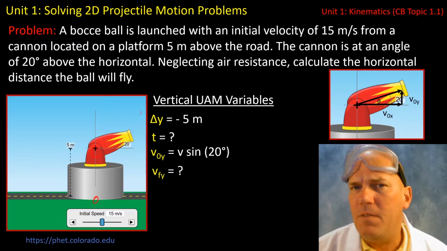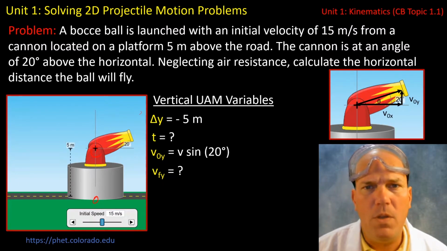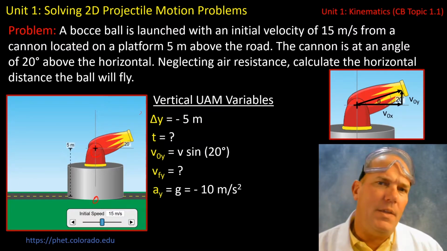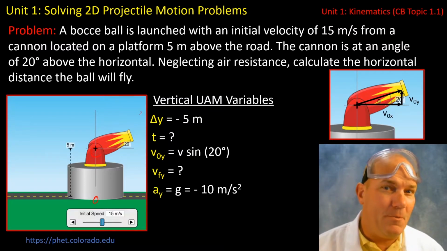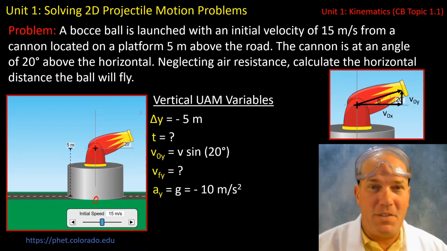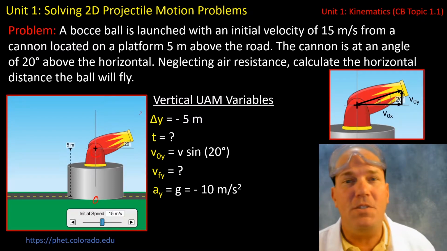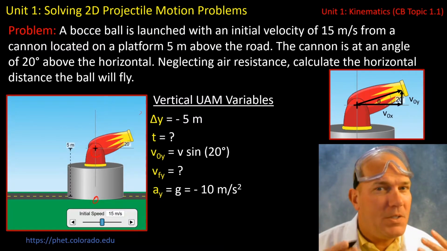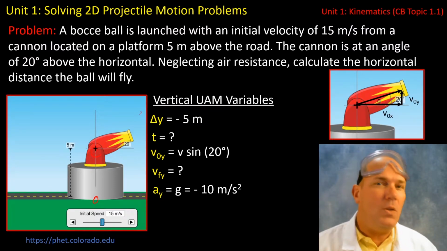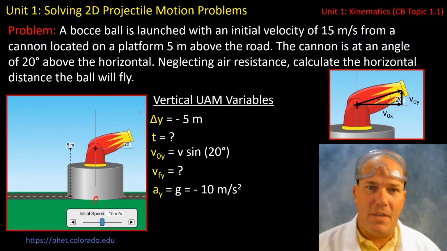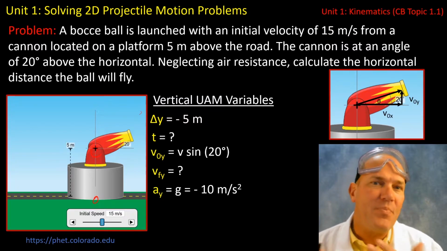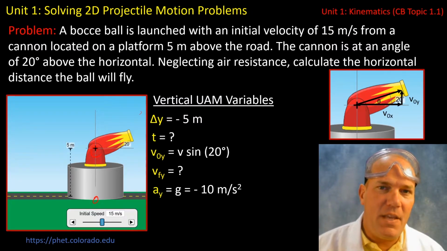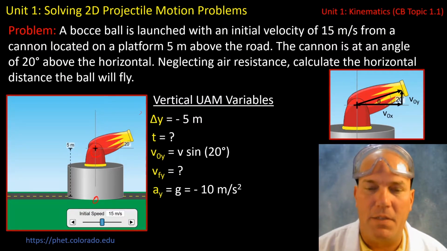What about our final vertical velocity? We don't know. What about the acceleration due to gravity, which is the acceleration in the vertical direction, so little g? We know that because in projectile motion, these objects are under the sole influence of the force of gravity and are therefore accelerating at negative 10 meters per second per second.